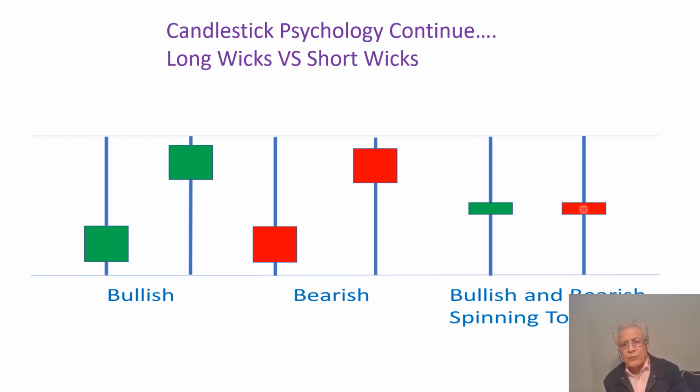This is also true if you see this candle after a strong downtrend or uptrend. It suggests the strength of the trend reaches its highest or its lowest level and is near reversal. So again, this is a very good explanation of long wicks versus short wicks, and that is the psychology of the candlestick.